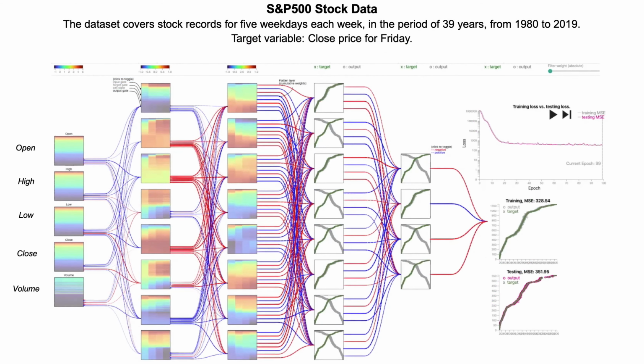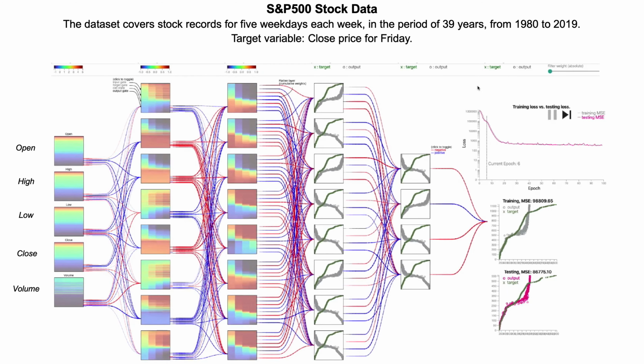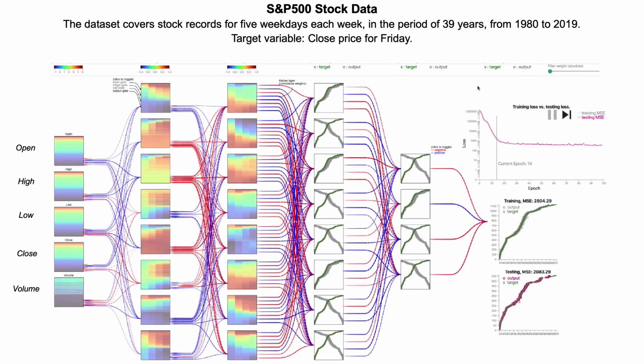Moving on to SP500 stock data, here is a snapshot of fast-forward training process. Training and testing output are aligned gradually with the target, and the loss stops decreasing at around epoch 20. The dataset covers stock records for 5 weekdays each week, from 1980 to 2019. Each record contains the timestamp and stock price at open, high, low, close, and volume. We use stock price on Monday, Tuesday, Wednesday, and Thursday to predict close price for Friday.